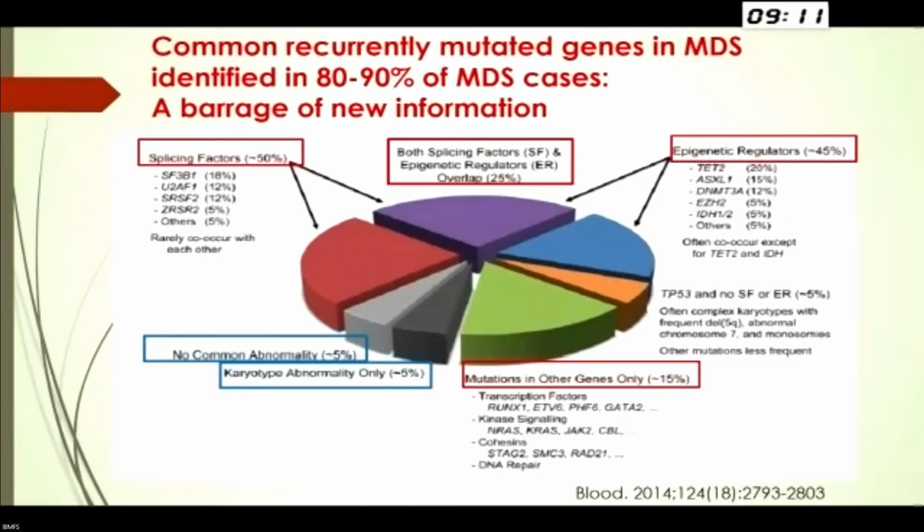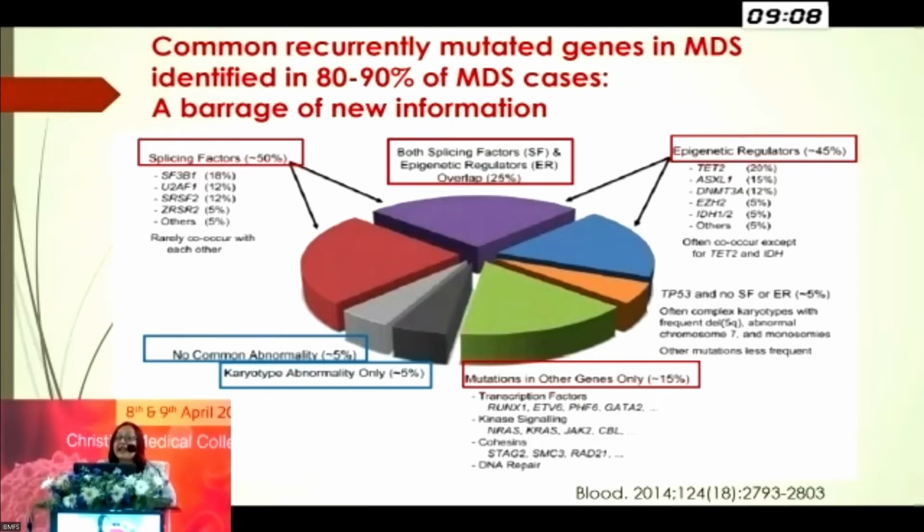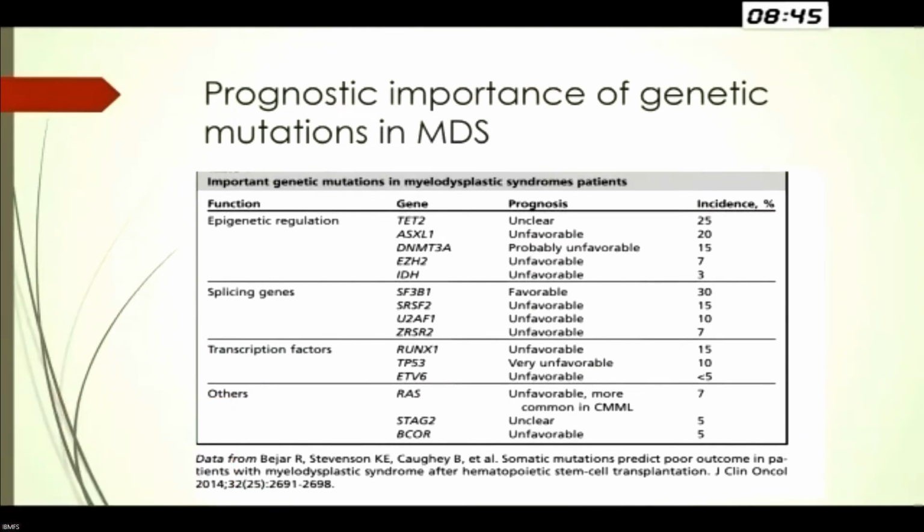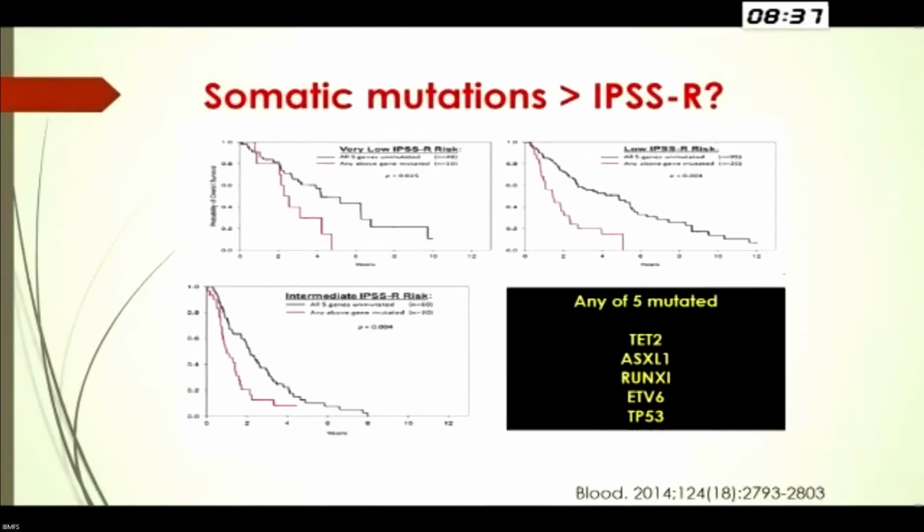Coming to the recently identified recurrent mutated genes in MDS, now with the easy availability of next generation sequencing, at least 50 genes have been identified to be mutated in MDS cases. And one or more of these mutations are present in at least 90% of the MDS cases. Moreover, these mutations also have prognostic significance in the sense that they provide a useful clue about favorable or unfavorable prognosis. There are also certain studies which say that addition of these mutations would further improve the prognostic risk stratification by using the revised IPSS.